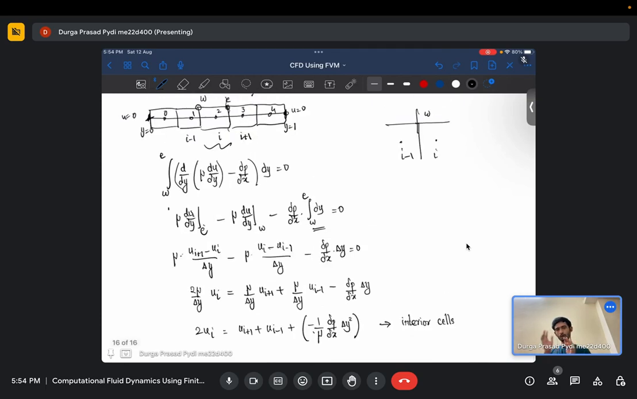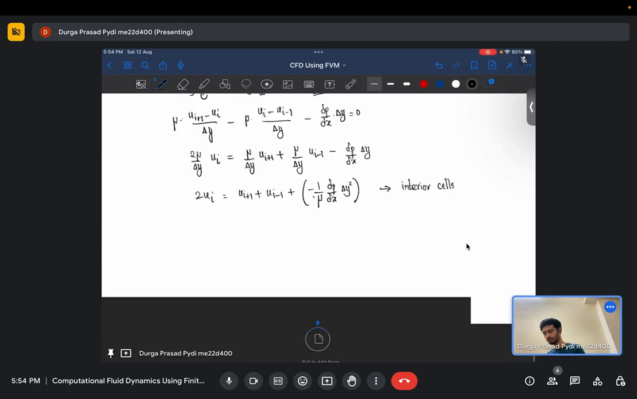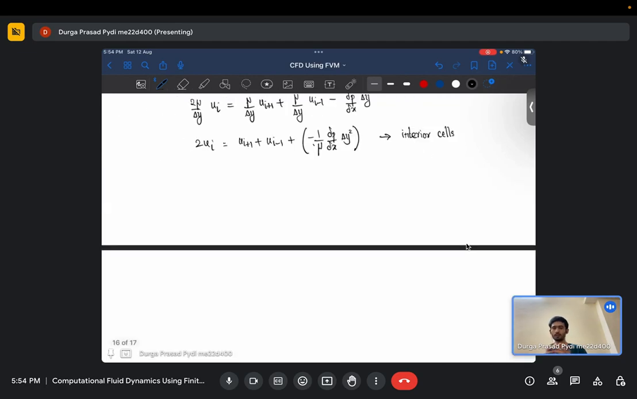Now on the boundaries, it's slightly different, because if you just put i equal to 0, then you wouldn't have the i minus 1 term, and similarly on the other boundary. So for the boundaries we need to treat differently. A detailed discussion will be done in the lecture videos, so I'll just take a simple example where you are on the left boundary.